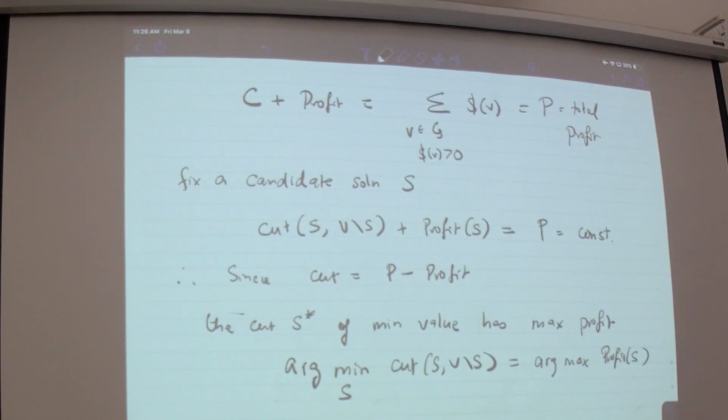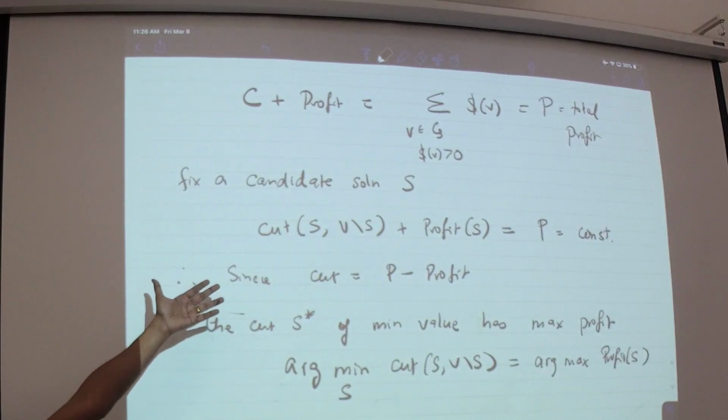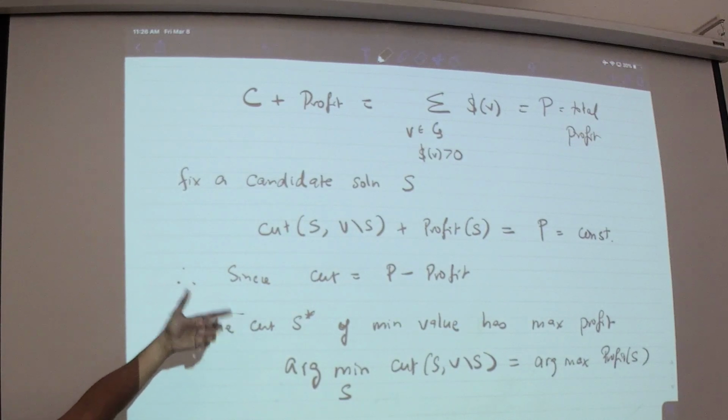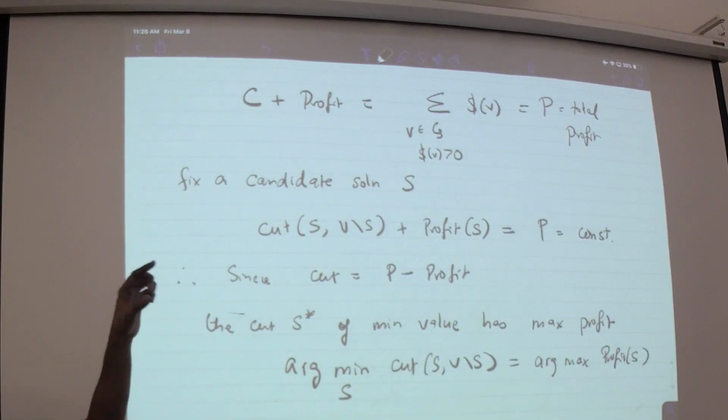Okay. More questions? And remember, even in this case, I haven't finished, so you have to show that the reduction is correct. If we computed a set of projects of maximum profit, we can go look at the graph, and this equation tells us that the value of the cut will be P minus the maximum profit. It will be a min cut.